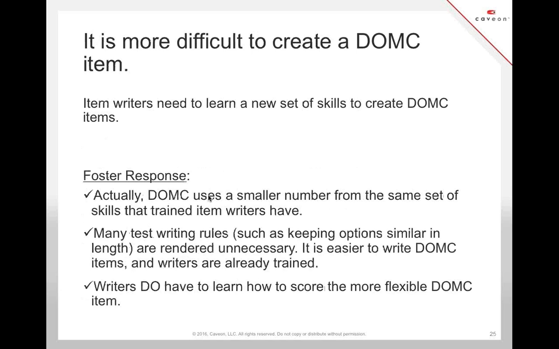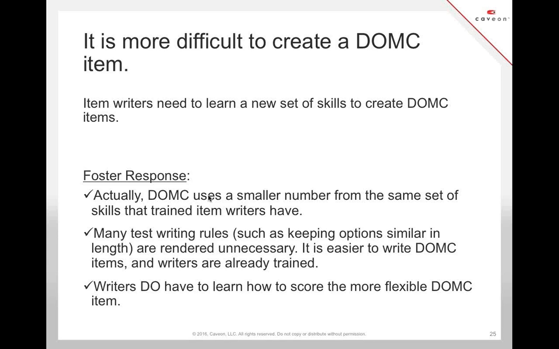Next slide. It's more difficult to create. This was a question that had come up. One of the reasons is that you might suppose that item writers need to learn a new set of skills to create the items. But actually, it just uses a part of the skills they already have. They don't need as many. For example, there are a lot of rules that you have to use that don't apply when it's DoMC, such as keeping options similar in length or ordered in a certain way, and when you write them more directly as right or wrong, rather than as they might be compared against another option.